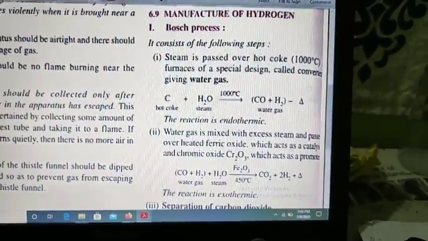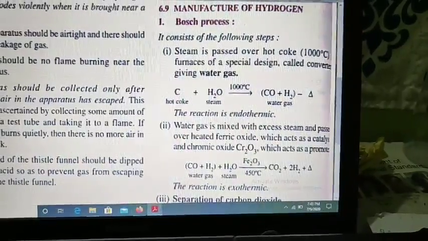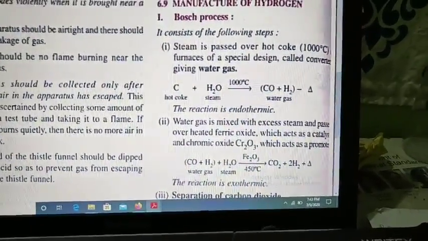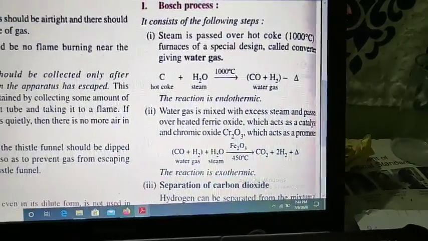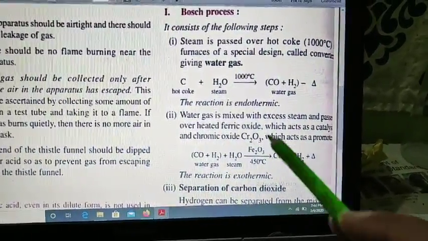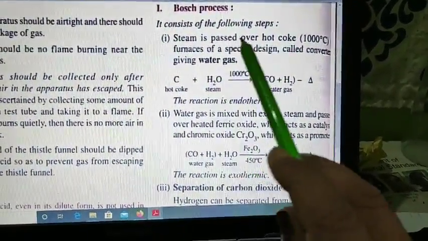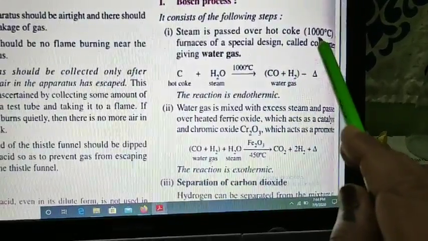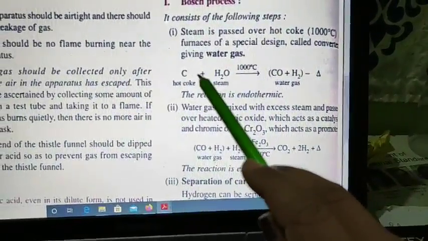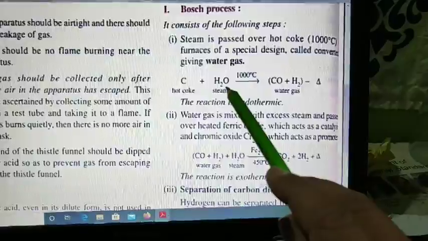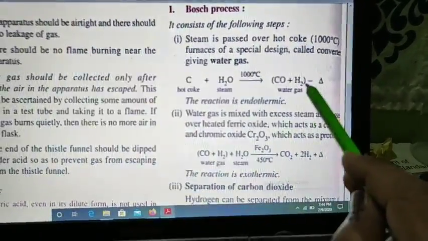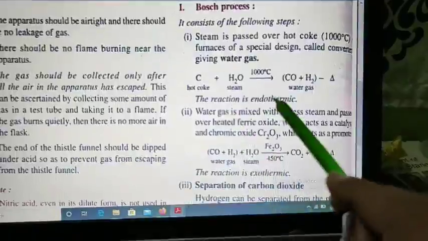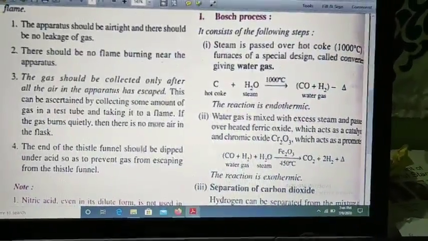Next, we have got manufacture of hydrogen by the Bosch process. This Bosch process consists of 3 steps. In the first step, steam is passed over hot coke at around 1000 degrees Celsius. Hot coke means carbon. When you pass steam, it will form water gas, a mixture of carbon monoxide and hydrogen. This is the first step. This reaction is endothermic. That means heat is absorbed.